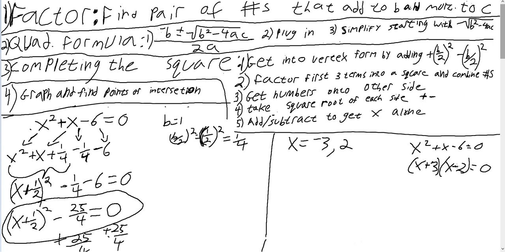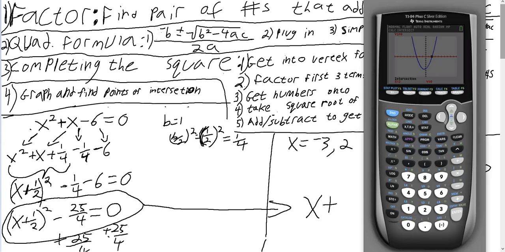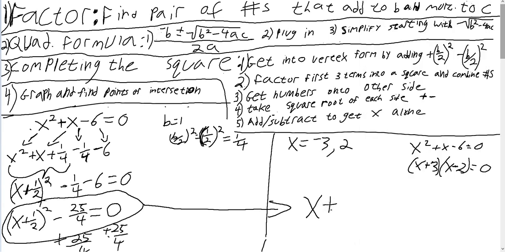For completing the square, and also actually getting into vertex form, right? If, let's say, they ask you to get into vertex form, what you can do is this. Vertex form is x minus... where is that? x minus the vertex. Well, first let me point out what the vertex is.